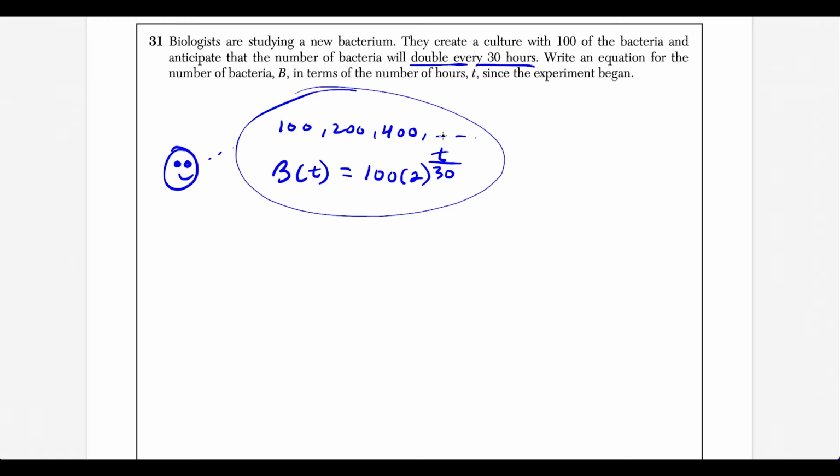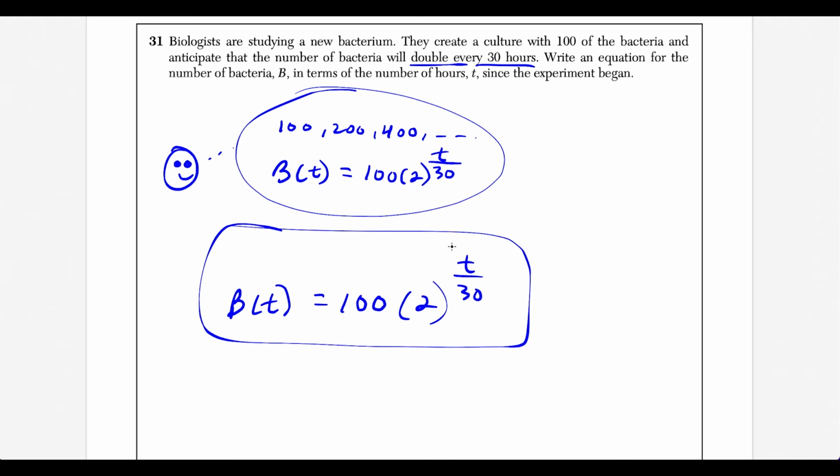And then 60 hours, it would double twice. So we'd have 60 divided by 30 is 2, and then we'd be multiplying 100 by 2 twice to get to 400. So this is looking like the function here, but since that was just in our thoughts, let's actually write it on the paper here like this. And our function is going to be b of t equals 100 times 2 to the t over 30.